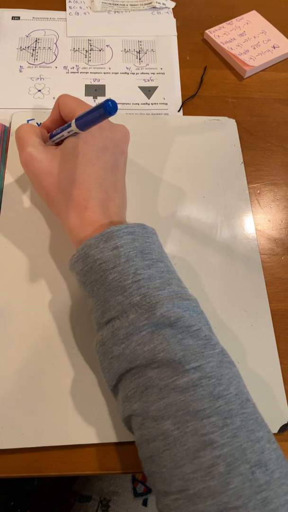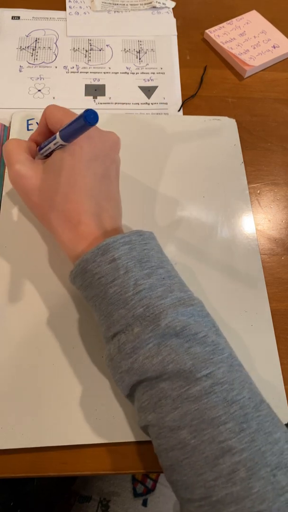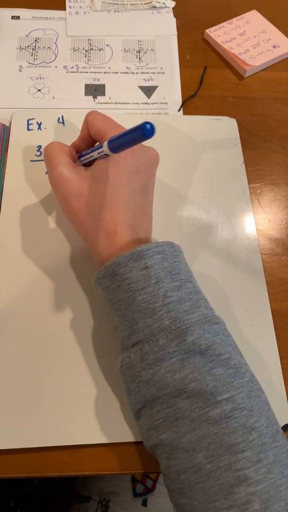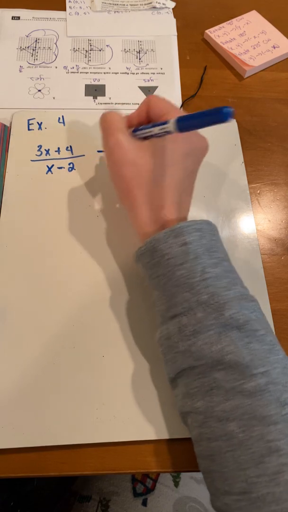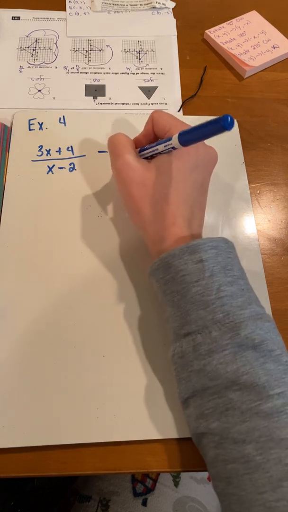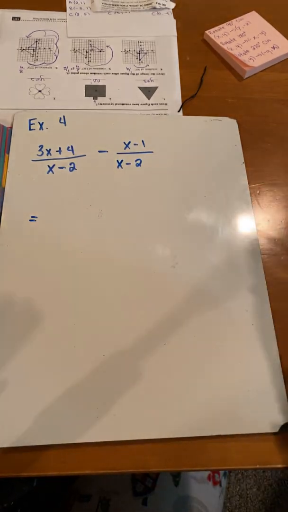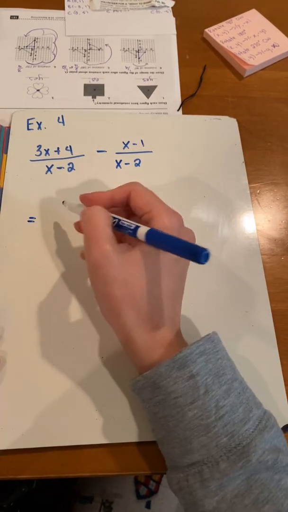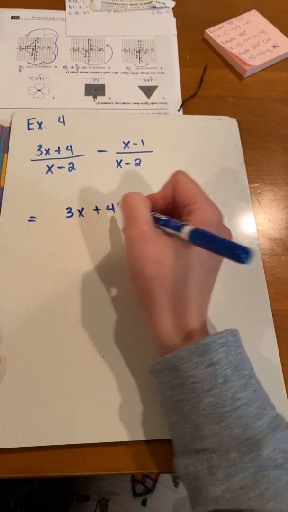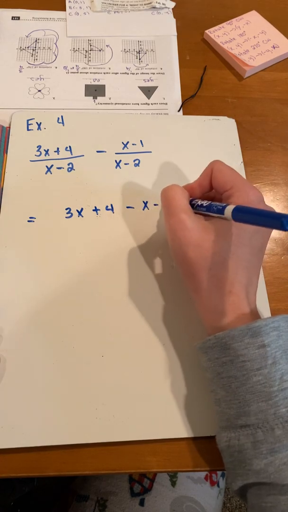We have 3x plus 4 over x minus 2 minus x minus 1 over x minus 2. Again, common denominator, so you can combine your numerators over top of your one denominator. So you're going to have 3x plus 4, and now minus x minus 1.